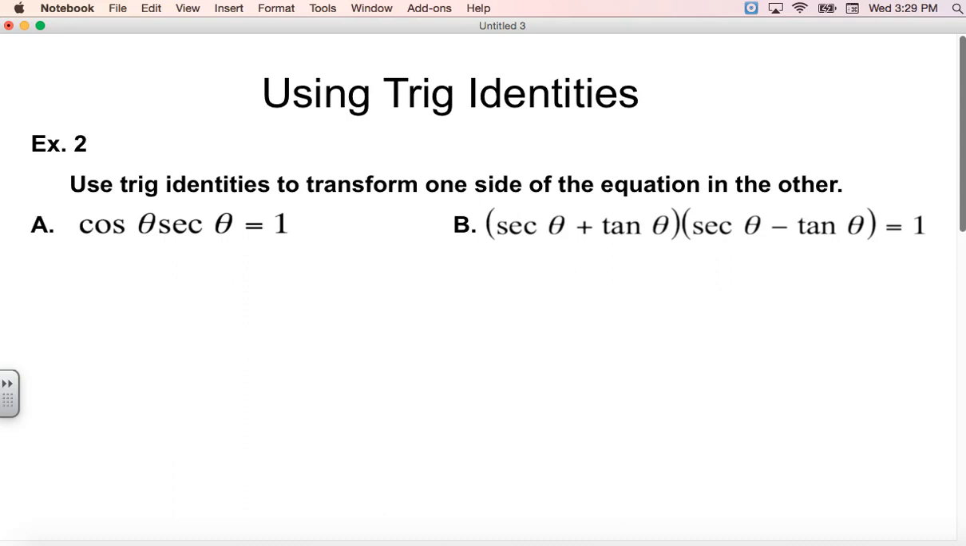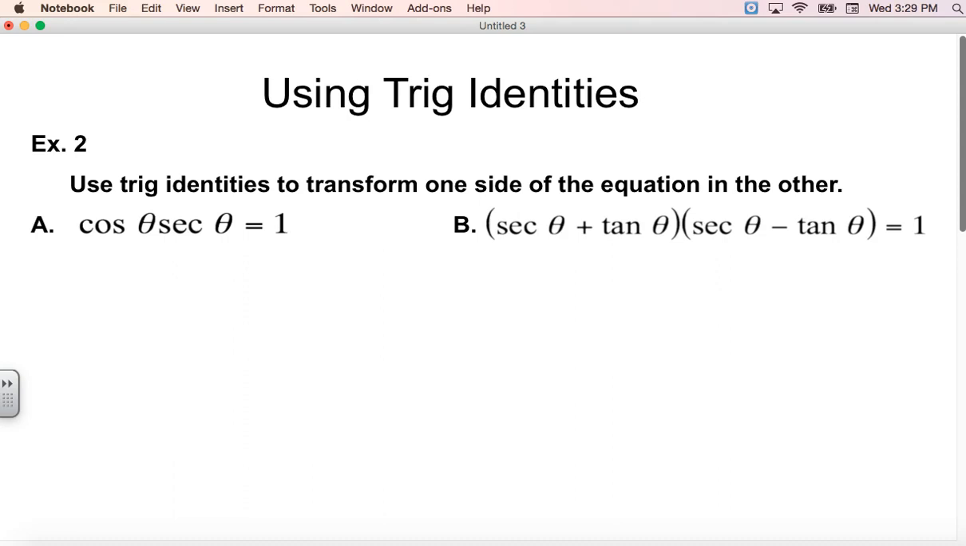Now, we want to use the identities to transform one side of the equation into the other. So we want to change one side of the equation to look like the other side. So for this first one, we've got cosine theta times secant theta equals 1. So what identity can we use?